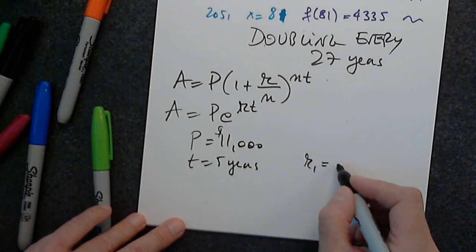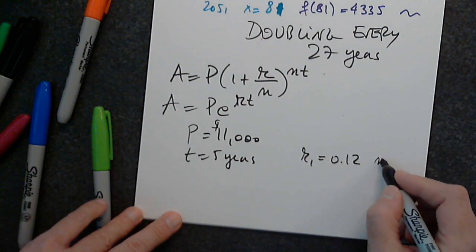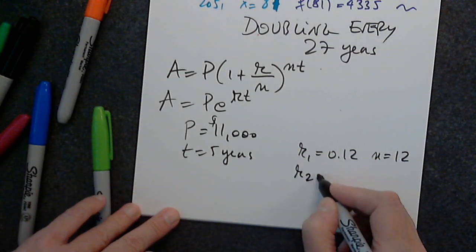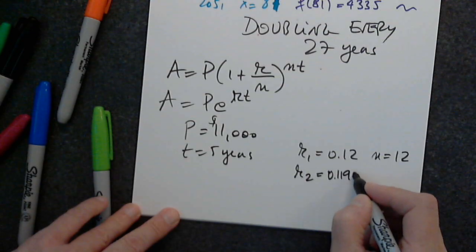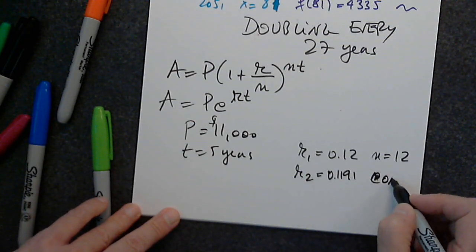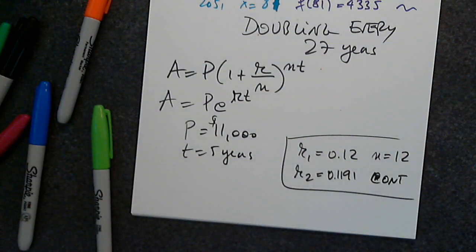So one interest rate, r1, is 0.12, compounded monthly, so n equals 12. And the other one is r2 equals 0.1191, and this is continuous. So they're asking us to compare which of these two will give us a better amount. Is it interest compounded 12 times a year with an interest rate of 0.12, or interest compounded continuously at 0.1191? So we have to put all the information in the model with 0.12 and n equals 12. And in the second model, we would put the interest rate of 0.1191.